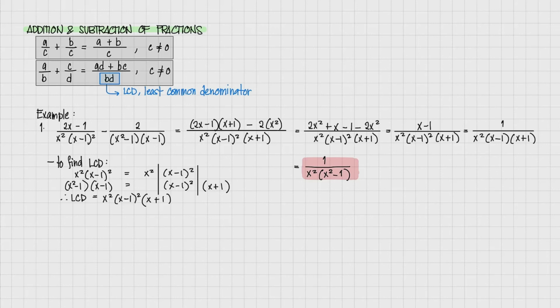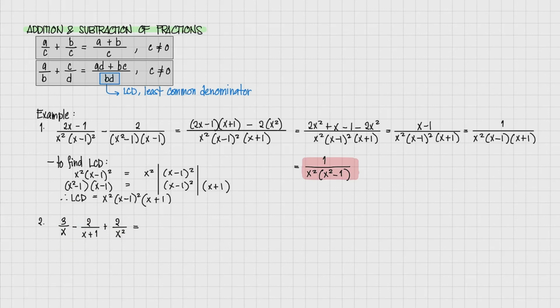So let's look for another example. Ano maganda? Maybe something with 3. Let's try adding 3 fractions. So for our second example, let's try 3 over x minus 2 all over x plus 1 plus 2 over x squared. So we're just going to combine this into a single rational algebraic fraction. So combine natin siya.